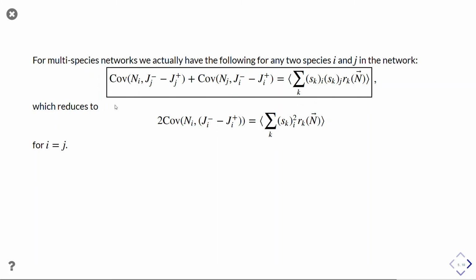And in the case that I is equal to J, it reduces to the expression that we had in the preceding slide from the one-dimensional network. Admittedly, this is quite a bit more complicated than the flux balance expression and a little more difficult to understand intuitively. But we'll see that this mathematical relationship turns out to be useful in quantifying noise in biochemical networks in an example that follows.